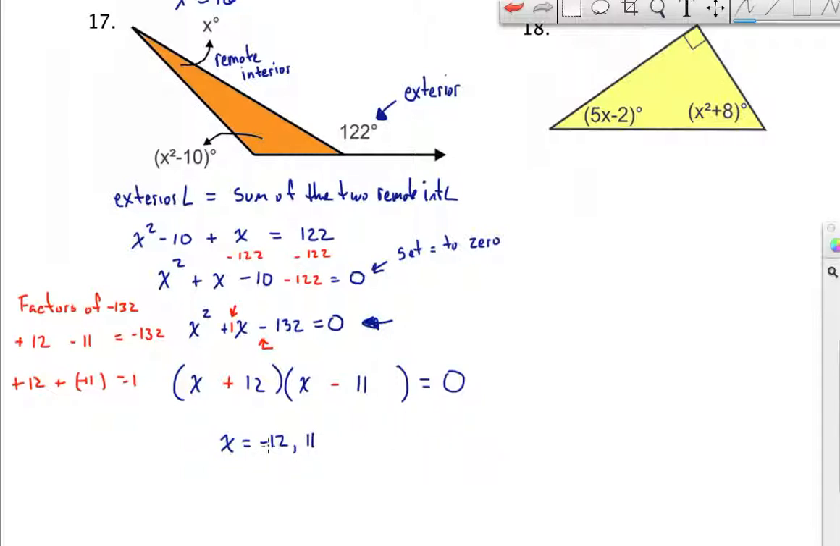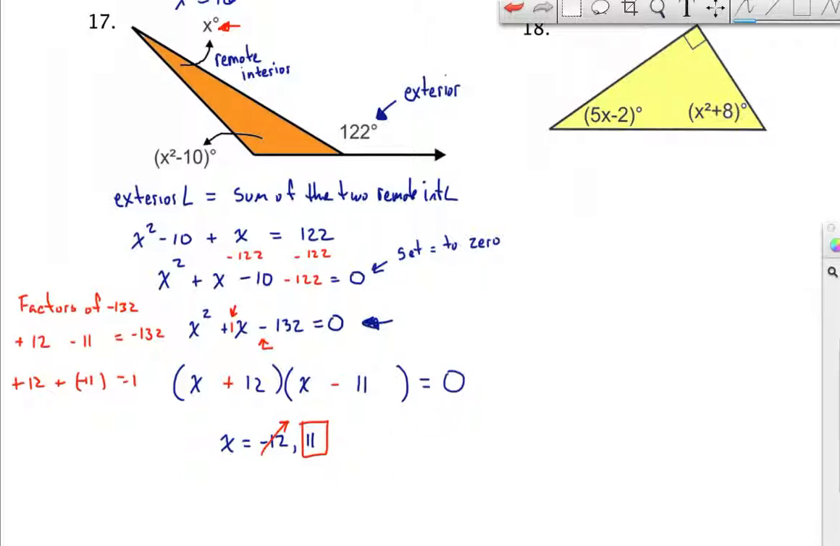So now, what do I do with this negative 12 here? If I substitute a negative 12 back, I'm going to get a negative angle here, right? Do I want that? No. So I'm going to throw this out. So what's my value for x? 11. So now let's plug it back in.